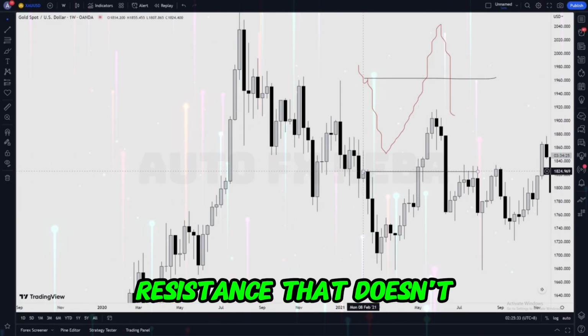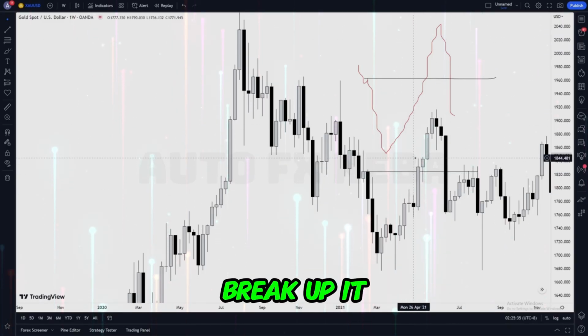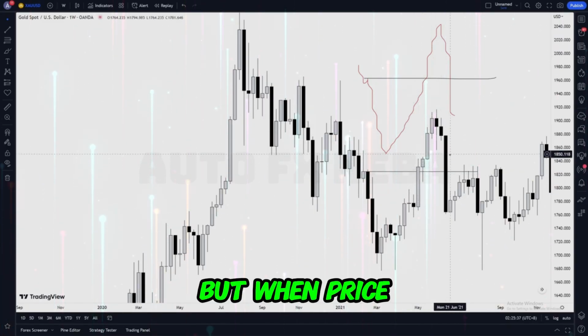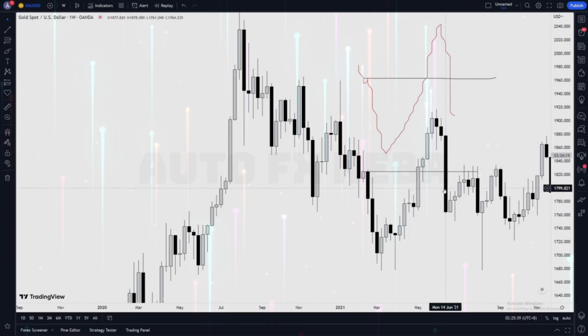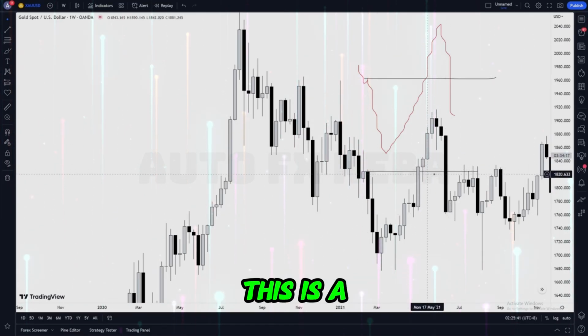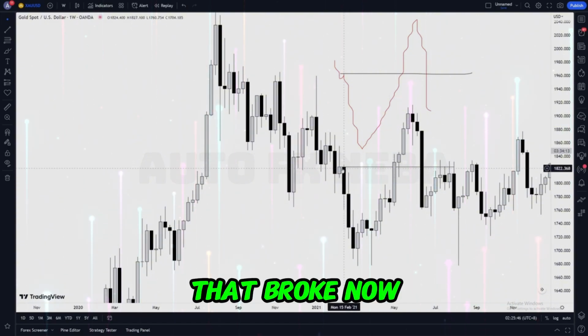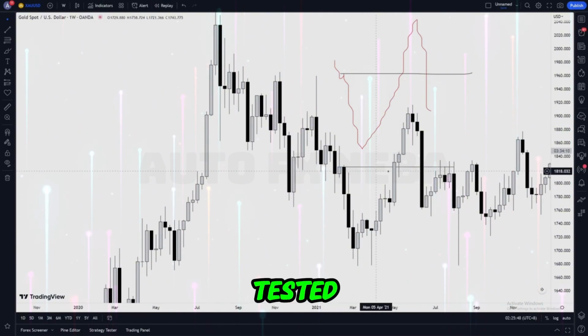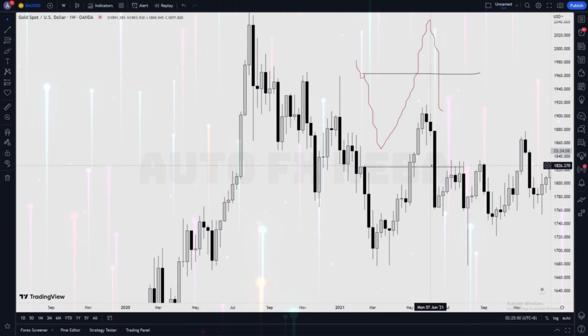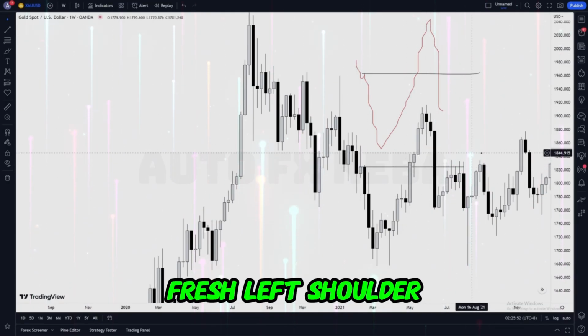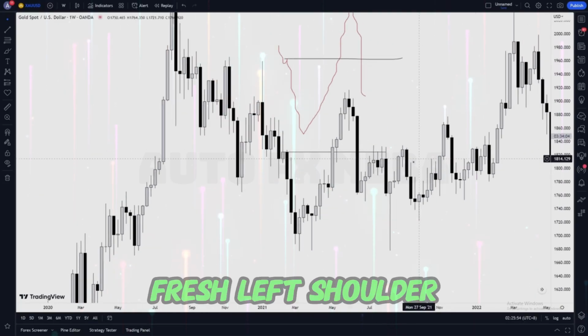This is a resistance that doesn't quite straight break up. It broke, it came back and tested. But when price comes back down, it didn't hold. It just breaks. So this is a fresh left shoulder because, although this was a resistance that broke, now it's a fresh support. Fresh support tested, goes up, comes back down, breaks this level. Now it's a fresh left shoulder, guys. It is a fresh left shoulder.